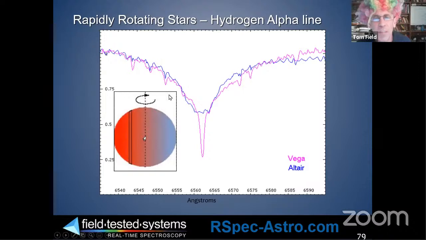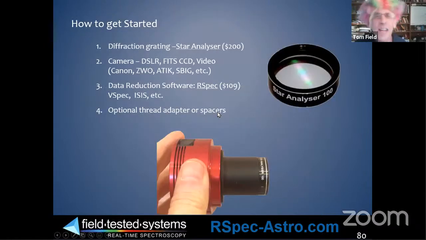There's Altair in blue. Look how broadened, I was going to say smashed, but that didn't sound like the scientific term. So look how broadened that peak is. The giants really are giants. I mean, imagine just using such simple math and simple equipment, just looking at the colors of stars and being able to tell how fast they're rotating. So how do you get started?